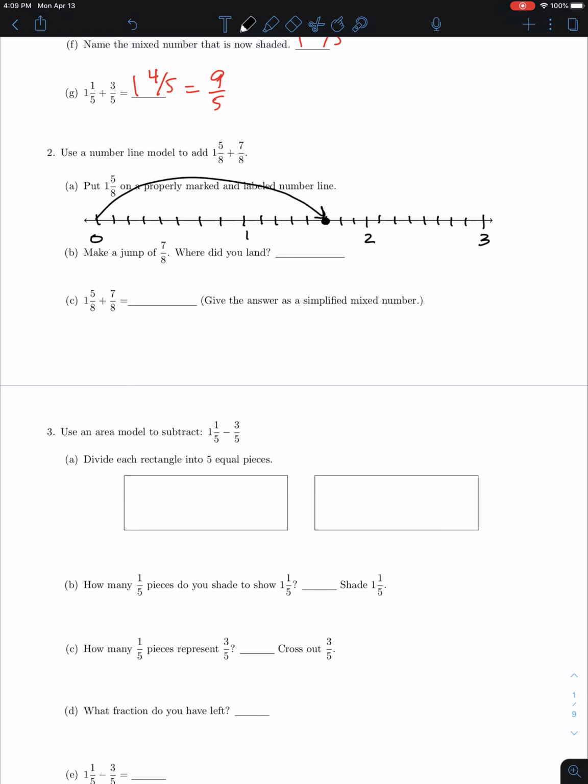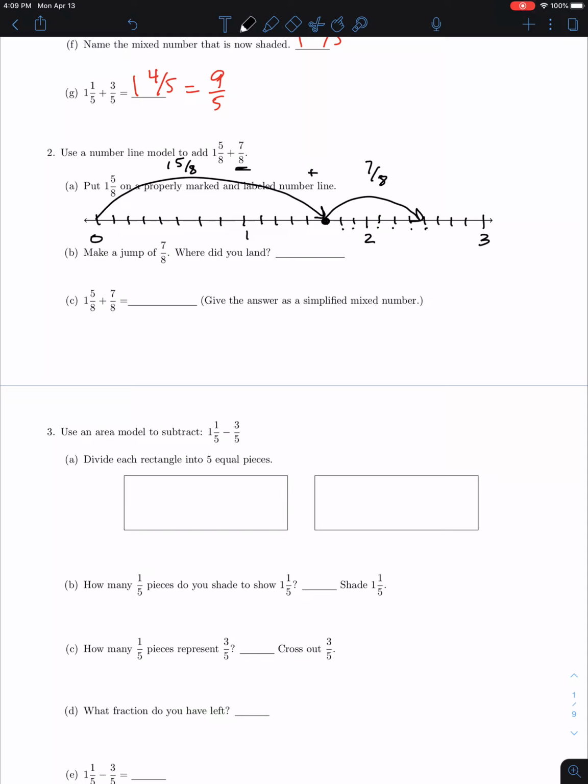The nice thing is, since I've got these all broken into eighth tick marks, to add 7/8 I just add 7 more tick marks. In this case, 1, 2, 3, 4, 5, 6, 7. So that means I'm going to land there. And if you wanted, you could write 1 5/8 plus 7/8 above.